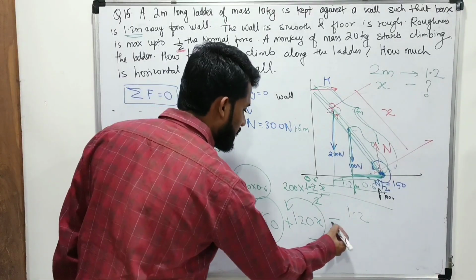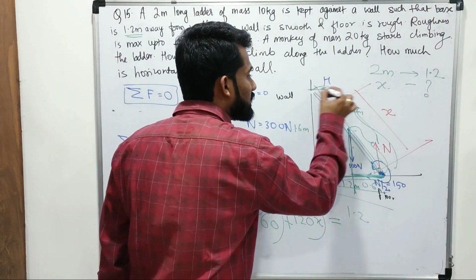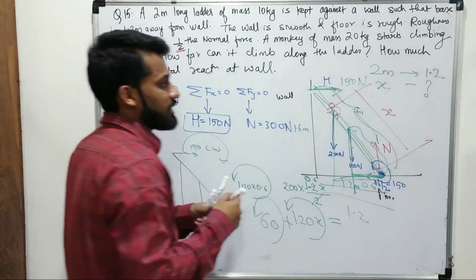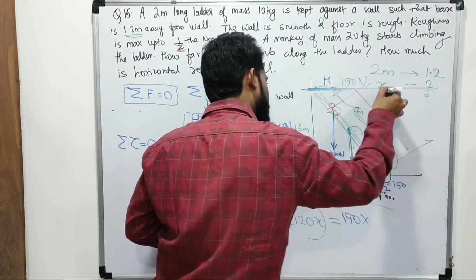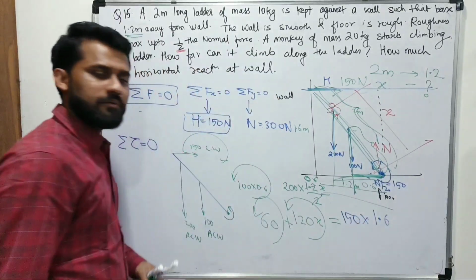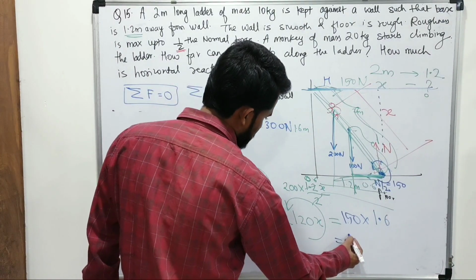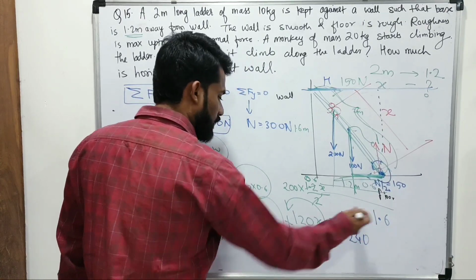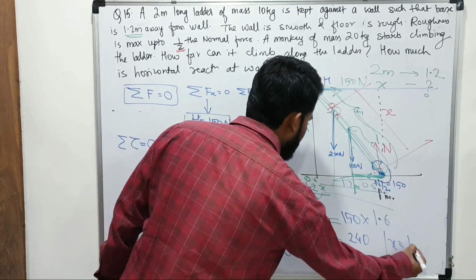And these two torques should be equal to the clockwise torque of this 150 Newton. 150 Newton का force कितना torque act करेगा? For that, I need to calculate force, which is 150 into perpendicular distance of the force from the axis of rotation, which is equal to 1.6. So on calculating this, 150 into 1.6 is 240, 60 plus 120x. So 60 will go to the right side, वो हो जाएगा 180 is 120x. Therefore, x equal to 1.5 meter.